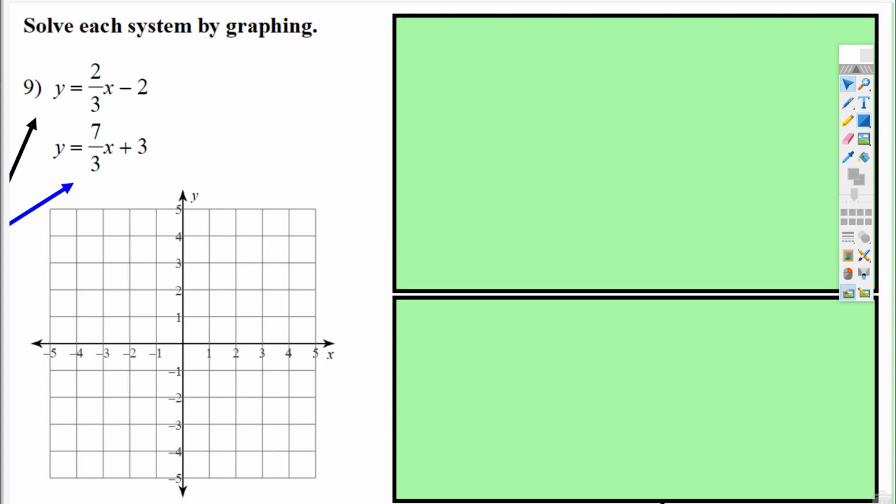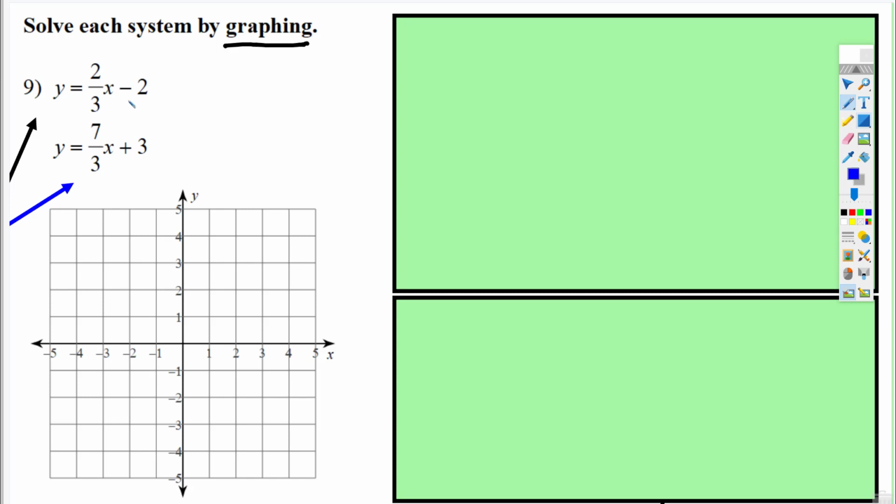Okay, we're going to have a few videos on solving systems of equations, linear systems, meaning straight lines. The first method is by graphing. So you have these two slope-intercept forms, and you're going to graph each one. So I'm going to graph this top one.